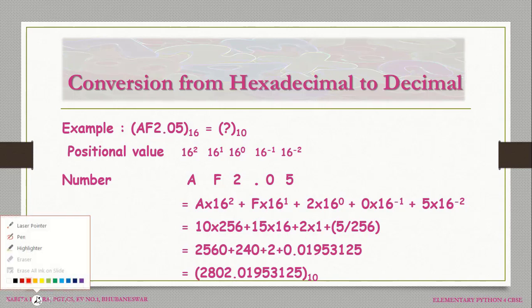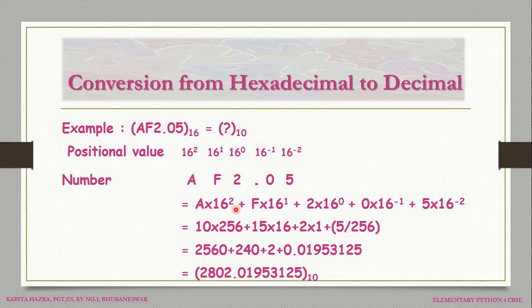AF2.05. We want to convert this hexadecimal number to decimal. We will find out the positional value of each of the digits. Positional value of 2 is 16 power 0, F is 16 power 1, A is 16 power 2, 0 is 16 power minus 1, 5 is 16 power minus 2. This is because the number is in hexadecimal, so the positional value will be some power of 16. Now we will multiply the digits with their corresponding positional value.